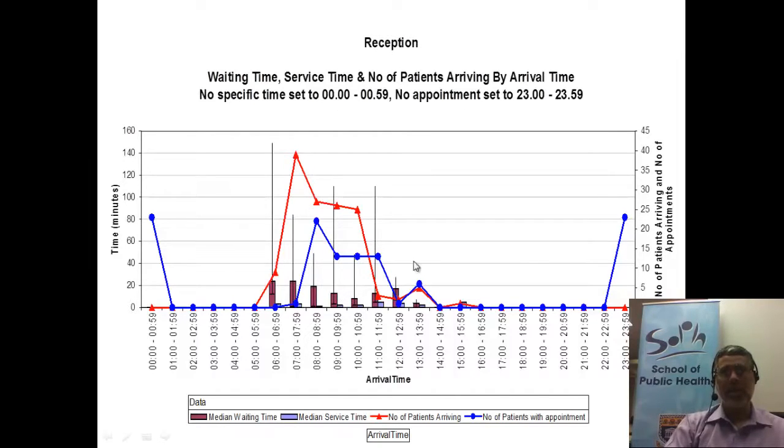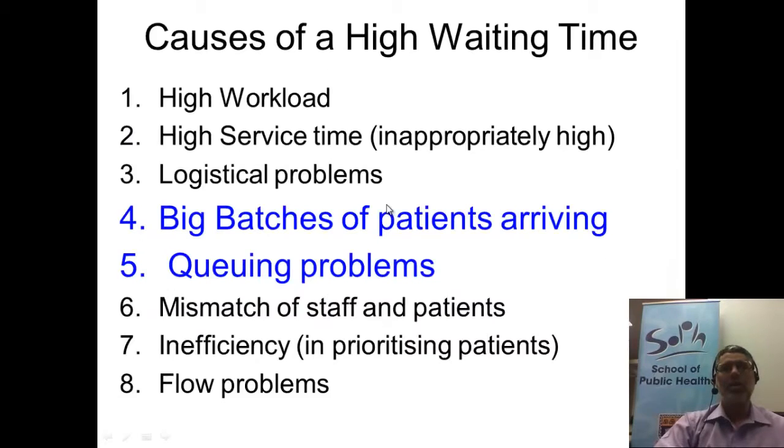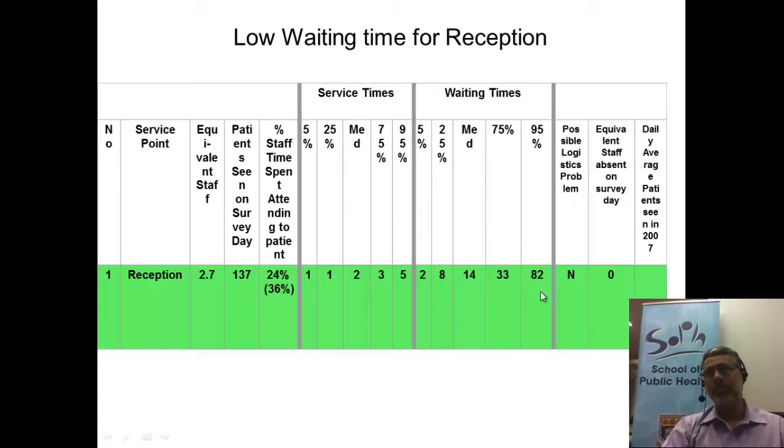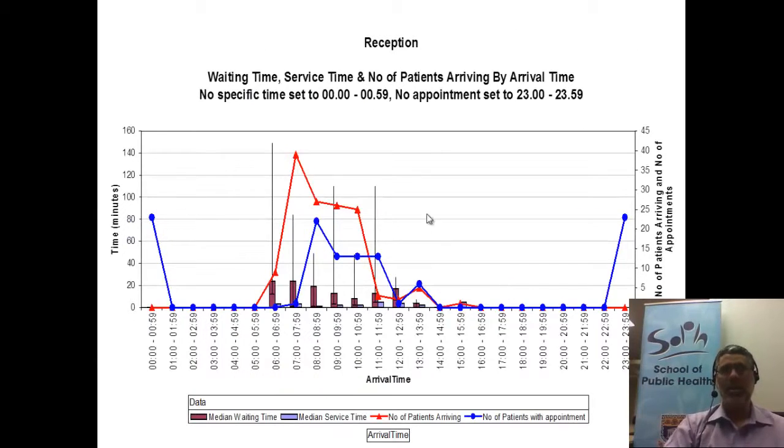So certainly there are queuing problems, and those queuing problems are making a few patients wait very long, above 80, above 100, above 140 minutes. And in fact, those are the patients we see, the 5% who are waiting very long. It's mainly due to queuing, and this 25% here is due to the small batches that we're seeing in the morning.